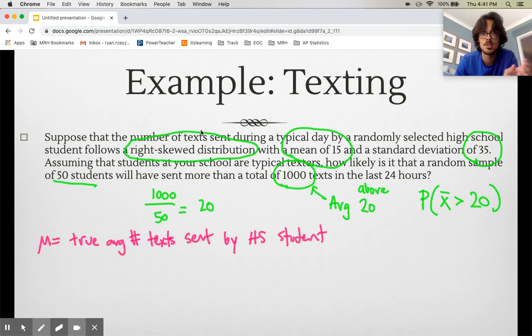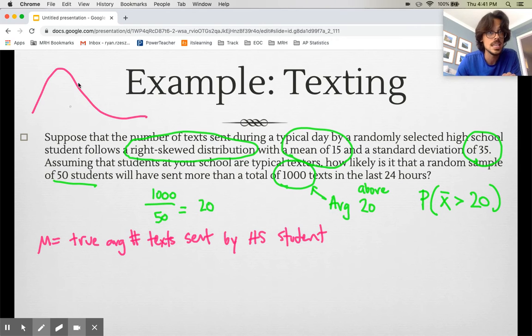So most of you don't make too many posts on your Instagram or your TikTok or whatever, but some of you make lots and lots of posts. So it's reasonable to assume the population would be right skewed. Okay, so we've got that going on. But that's not a problem for us.